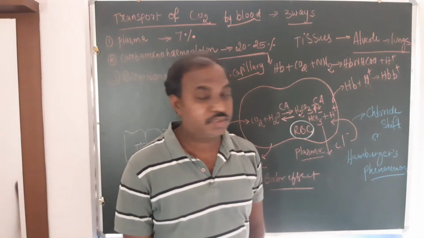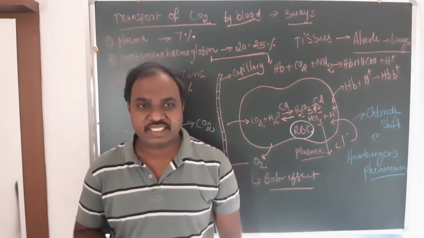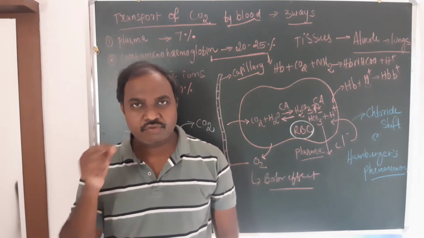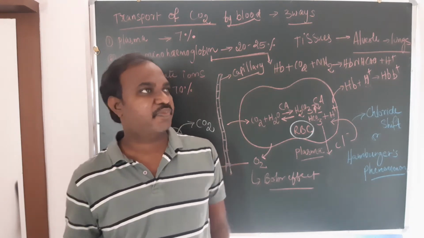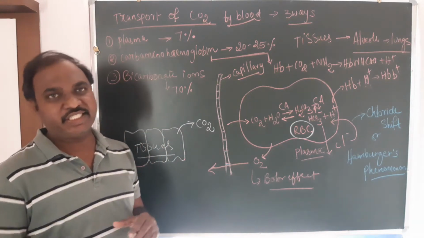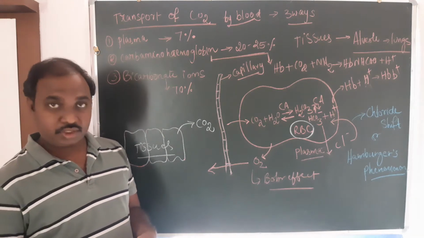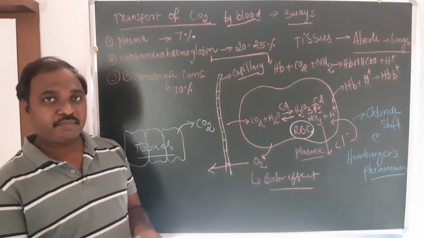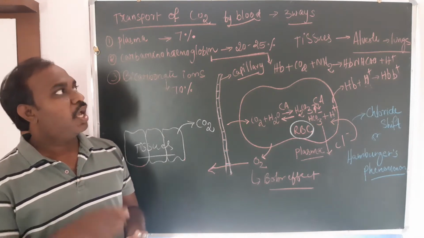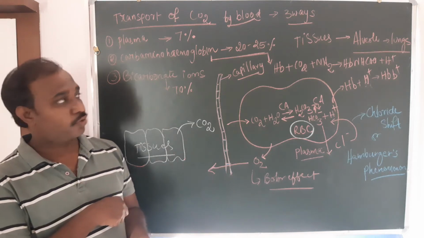So we are into the next segment of our discussion, which is the transportation of carbon dioxide. Yesterday, we saw the transportation of oxygen: how oxygen is carried by the blood from the alveoli to the tissues, and once it reaches the tissues, it is offloaded and supplied to them.